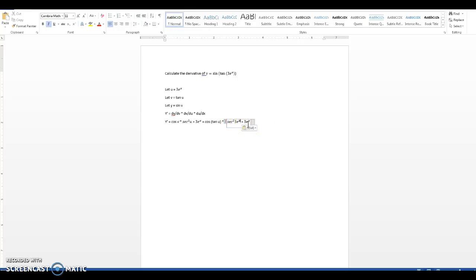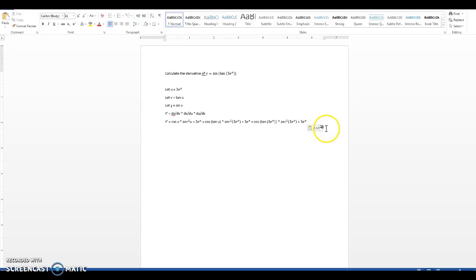So I have secant squared of 3e to the x times the derivative of 3e to the x. So the last thing I have to do is put 3e to the x in for this u. So I'm going to get cosine of tangent of 3e to the x times, oops, I have too many times right there, and then times all of this.